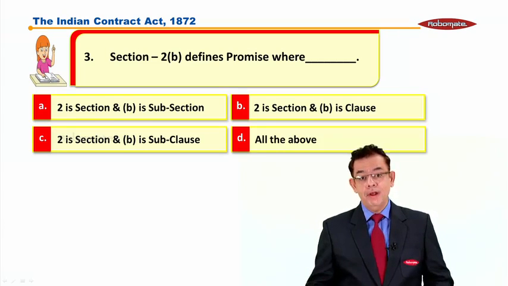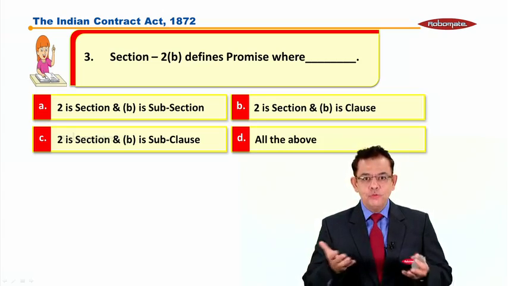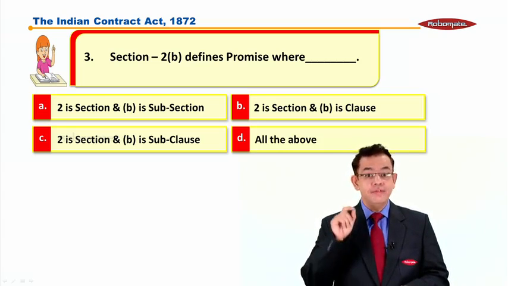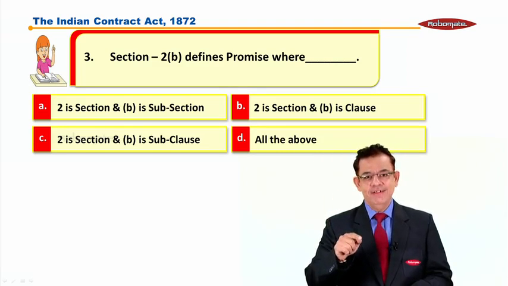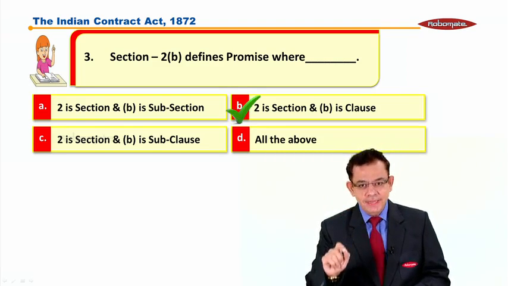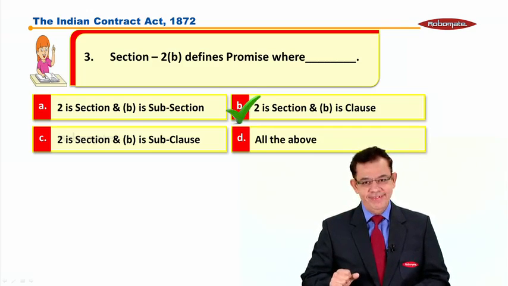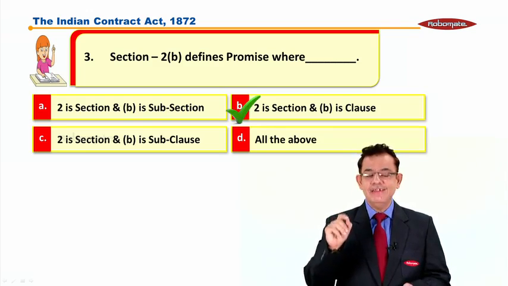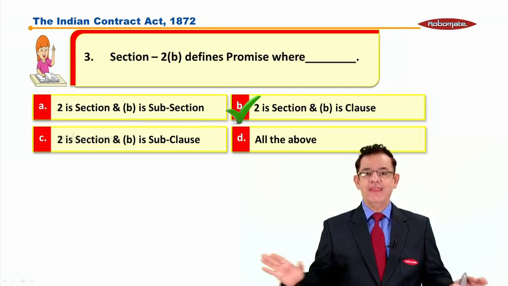And we have the third one. Section 2(b) defines promise. But what does 2(b) mean? Because it's legal terminology, your pronunciation must be correct. So the correct answer is B, where 2 is a section and b is a clause. So we are going to say: Section 2, clause (b) defines promise.